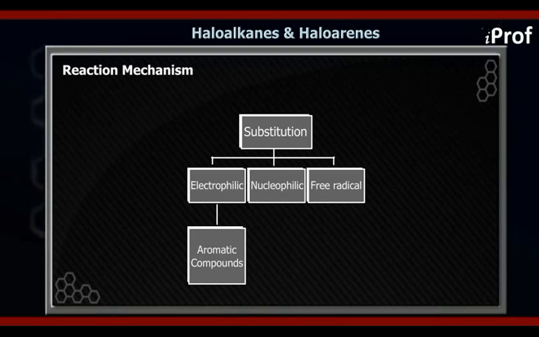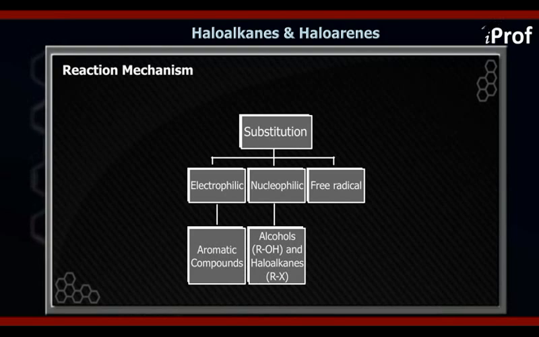Next type of substitution reaction is nucleophilic substitution reaction. It is shown by alcohols, that is ROH. Next we have alkyl halides, that is RX. Nucleophilic substitution reaction is also shown by aryl halides, which we also call halobenzenes. But there are certain conditions under which these aryl halides show nucleophilic substitution, that we will see in the subsequent lectures in this particular chapter only.